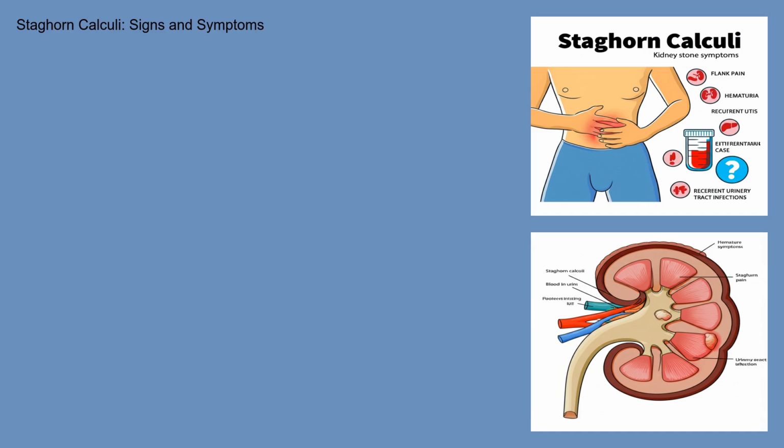The signs and symptoms of Staghorn calculi can vary depending on the size, location, and degree of obstruction and infection. Many patients may be asymptomatic for a long time, especially if the stone grows slowly. However, common symptoms include flank pain, which can range from a dull ache to severe, colicky pain. Hematuria, or blood in the urine, is another frequent finding. Recurrent urinary tract infections, often with persistent or resistant organisms, are a strong indicator. Other possible symptoms include fever, chills, nausea, vomiting, and a general feeling of being unwell.